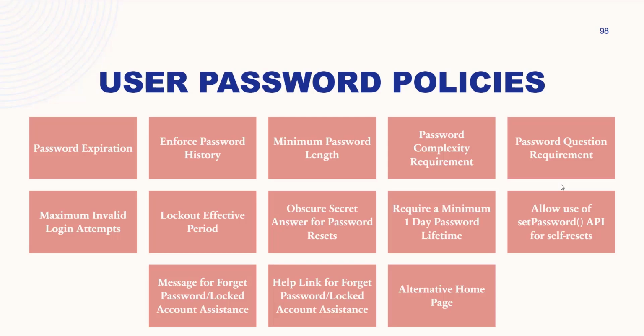Next is the message for forgot password or locked account assistance. Admin can set the message for users who have forgotten their password or whose accounts are locked. Then there is the help link for forgot password or locked account assistance. Admin can provide a link for password assistance to redirect a user to the right place when he or she forgets their password or has their account locked temporarily.